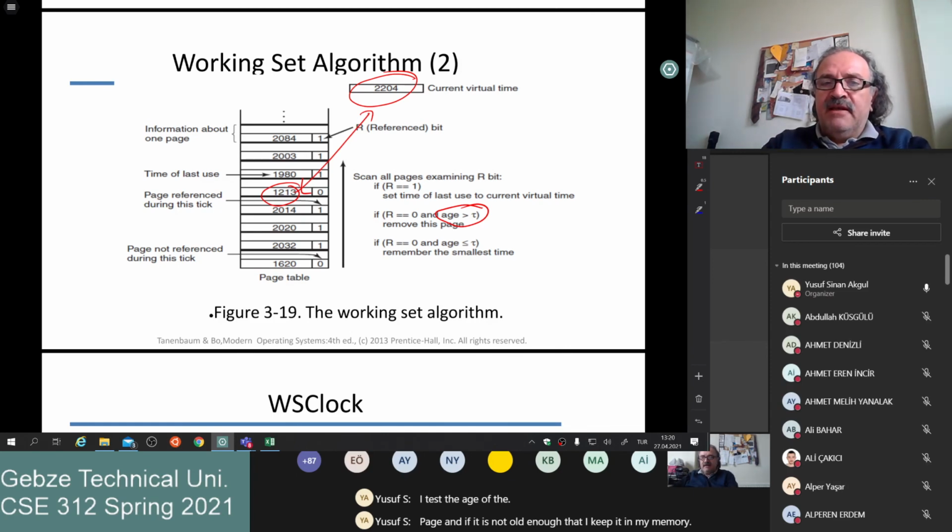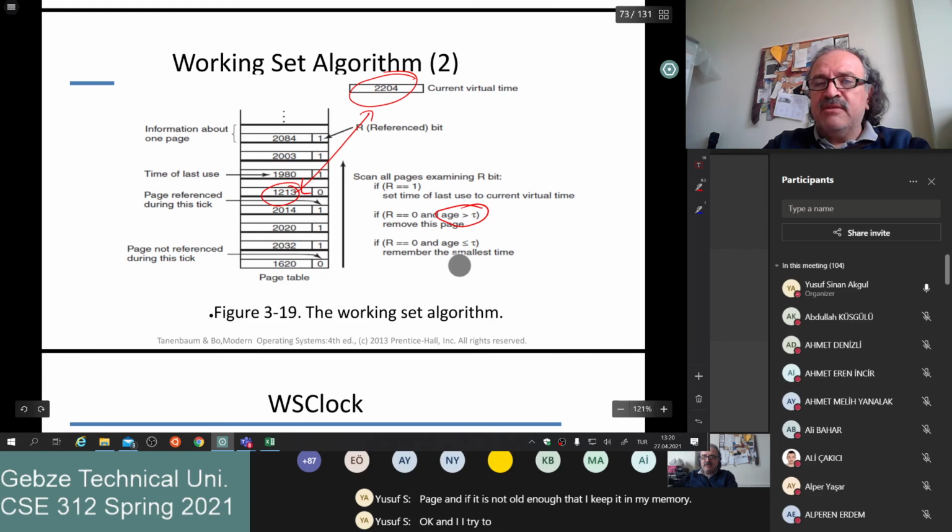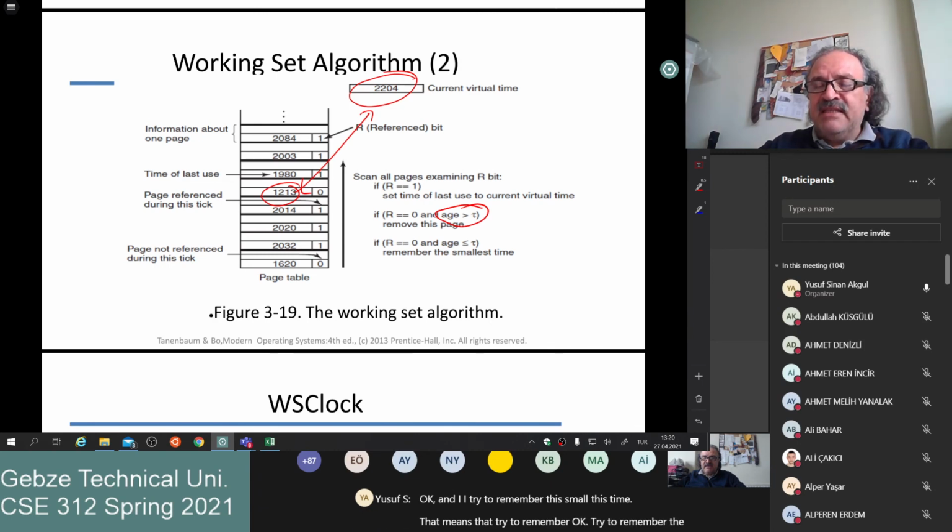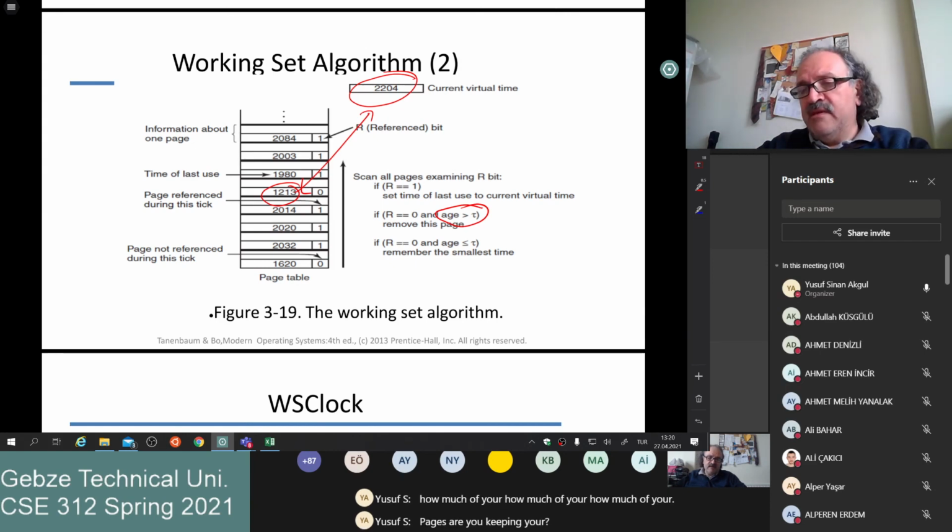And I try to remember the smallest time. That means I try to remember the page that is still in memory and is the oldest, because that's going to give you the number K. How many pages are you keeping in your memory? That's called the working set algorithm.